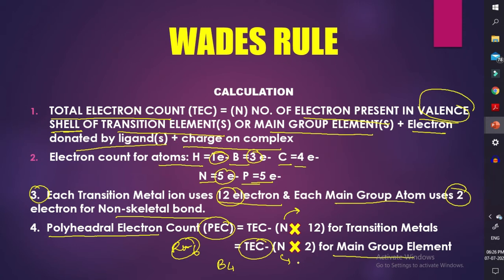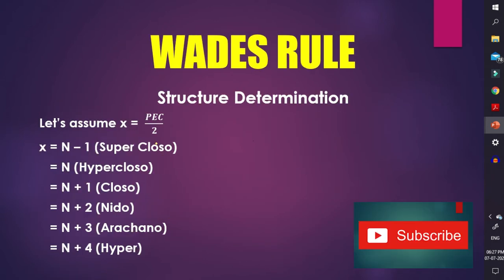So in the place of N, you have to put just 4. Here N denotes the number of transition metal ions, or the number of main group elements present in the cluster. Now you have to assume that X is a variable which is PEC, the polyhedral electron count, divided by 2. So if you have to find X, you have to divide PEC by 2.